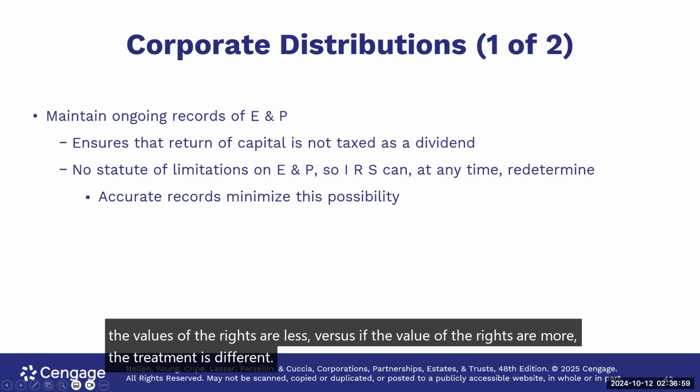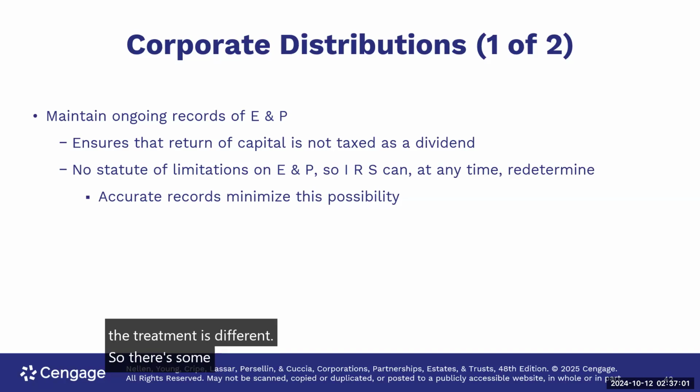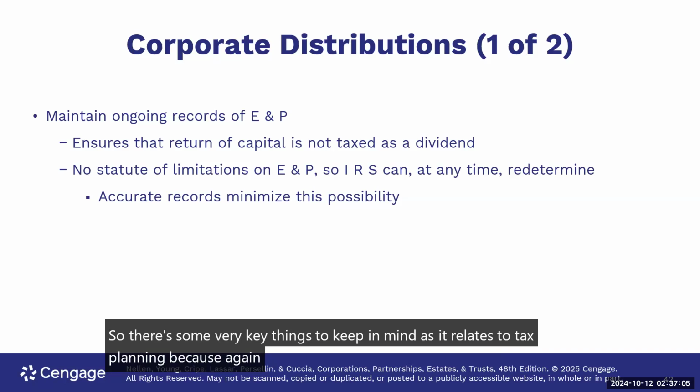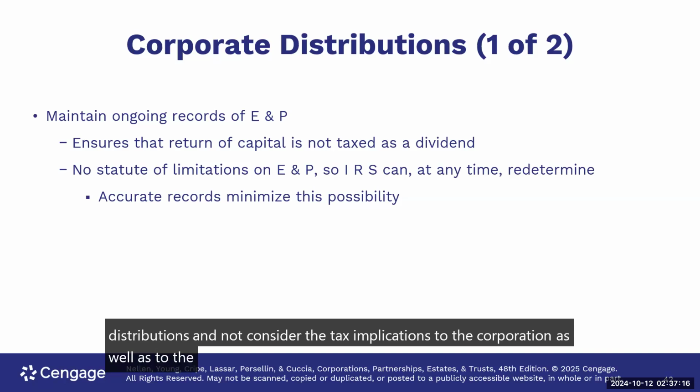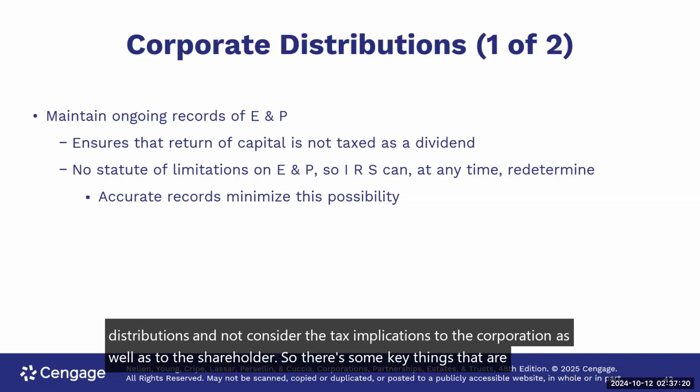So there are some very key things to keep in mind as it relates to tax planning, because it would not be wise for a corporation to make distributions and not consider the tax implications to the corporation as well as to the shareholder. So there are some key things that are especially important when planning for corporate distributions.